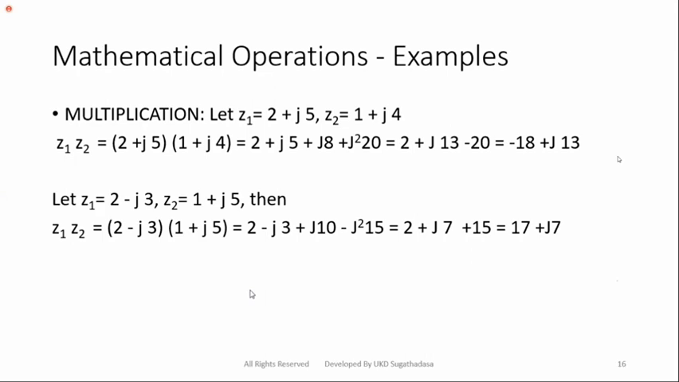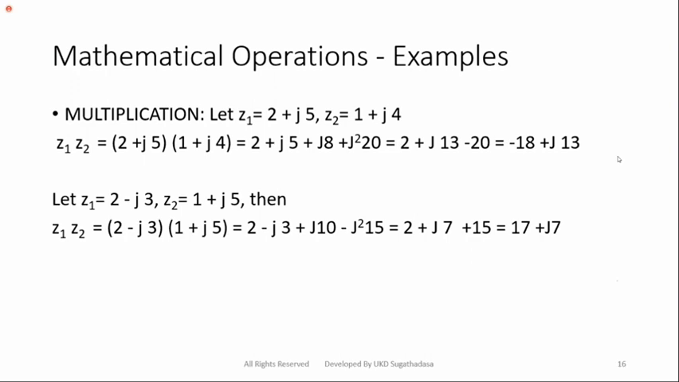Okay, now. Another example is given for the multiplication. This time 2 minus j3 times 1 plus j5. Multiply: 2 minus j3 plus j10, then minus j squared 15, because minus multiplied by plus gives minus j times j, j squared 15.